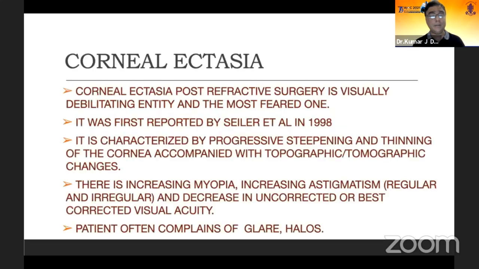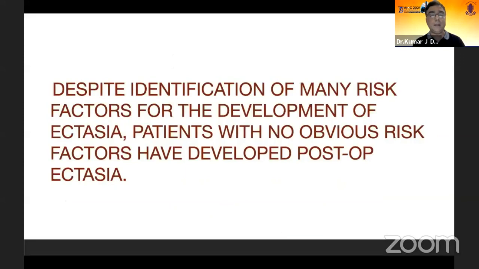Coming to ectasia, corneal ectasia was first documented in 1998 by Professor Theo Seiler, and it's characterized by progression, steepening, and thinning of the cornea accompanied by topographic and tomographic changes. There is an increase in myopia, astigmatism can be regular or irregular, and a decrease in uncorrected and best corrected visual acuity may also happen. The patient often complains of glare and halo.